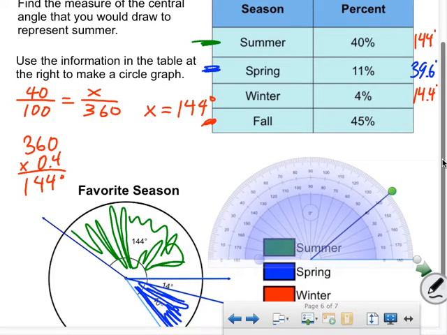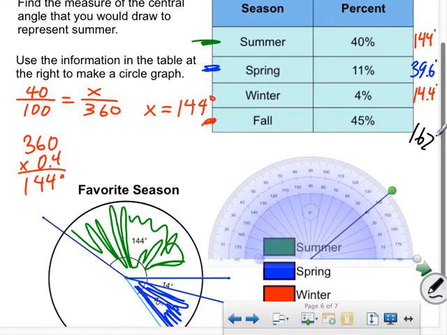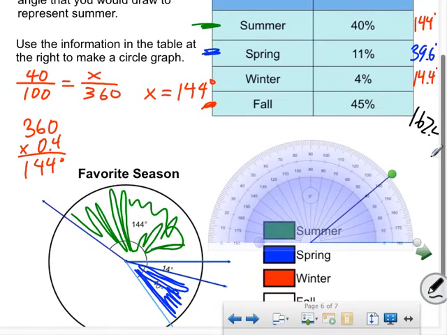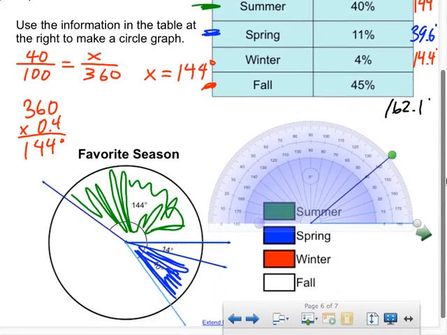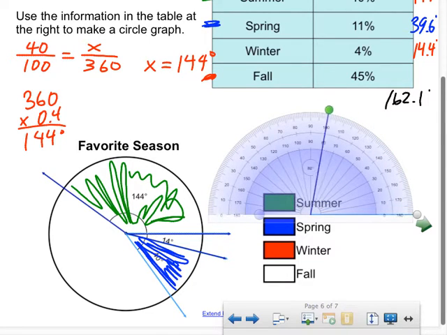So what did you guys get? 162 even? No, 0.05. 0.05 or 0.1 then, right? To the nearest tenth of a degree. So 162.1. All right. So let's see, it should fit. We'll check it right now. 162, so that's 90, 100. That's 160.